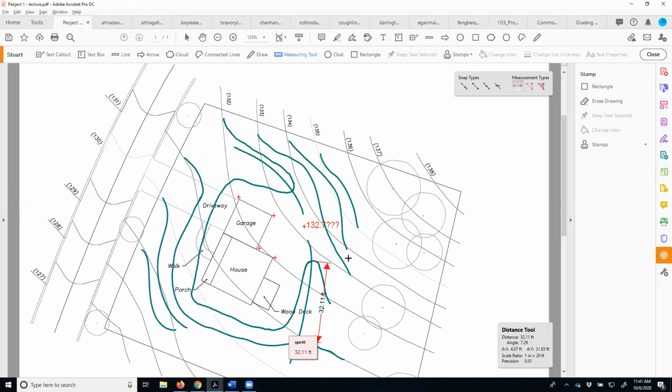32 is between 20 and 50. Okay, so I know that that's going to be fine. I don't even need to know exactly what the slope is at this point. I don't really care. I just want to know that I'm not going to have a problem.